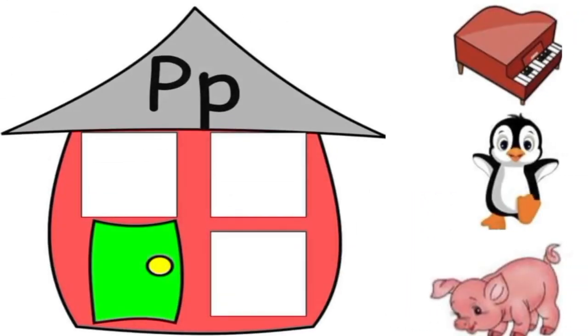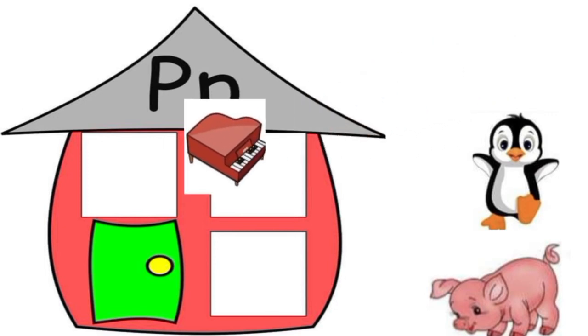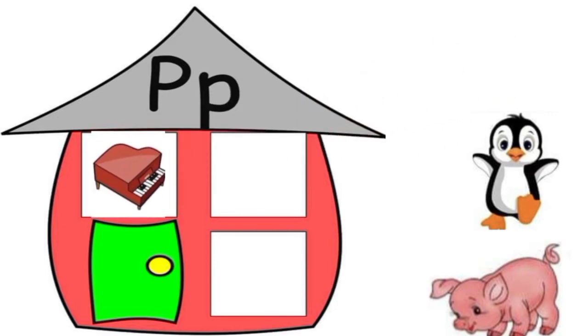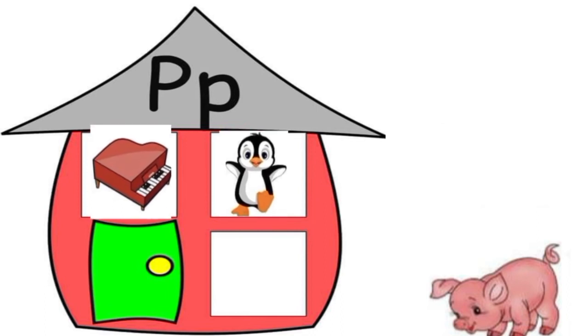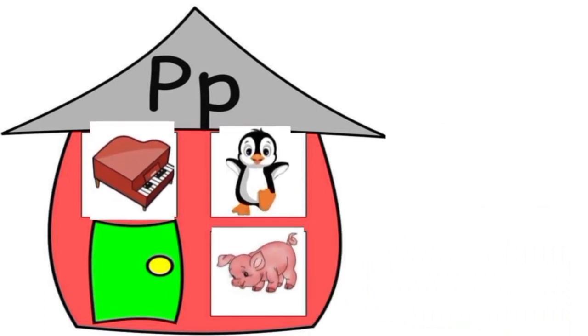P. P is for piano. P is for penguin. And P is for pig.